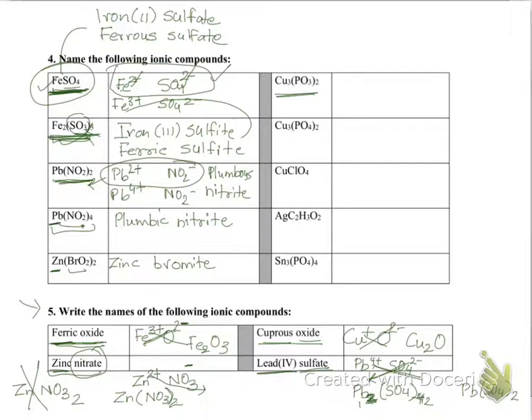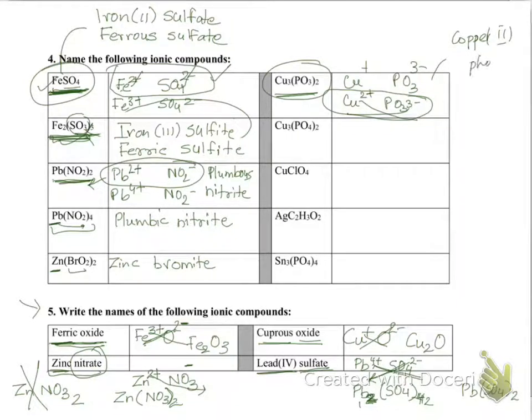Here, copper can have a 1 plus charge or 2 plus charge. PO3 phosphite has 3 negative charge. So which combination will give me this formula? The second one. 2 goes here, 3 comes here. So that means it is copper 2 phosphite or cupric phosphite.